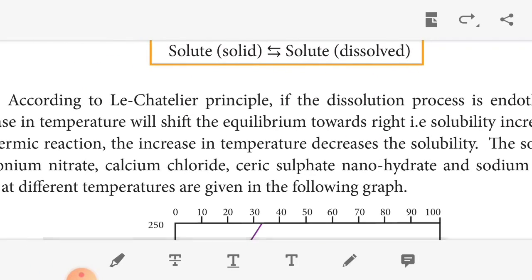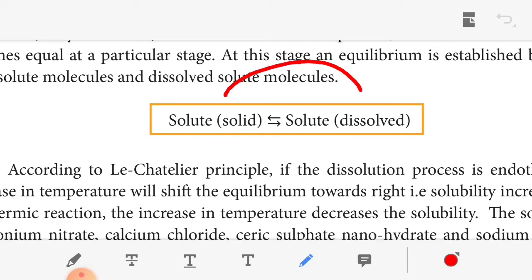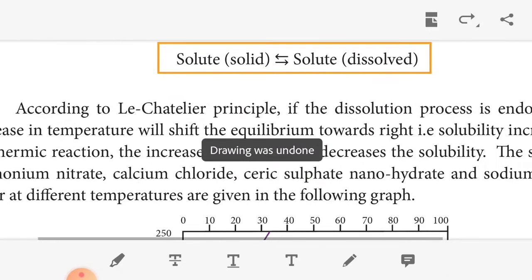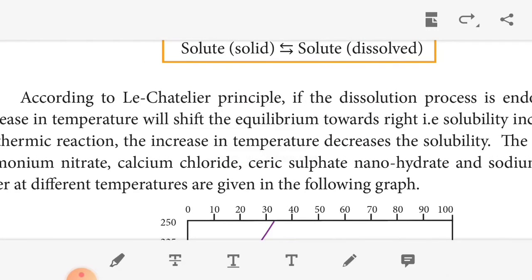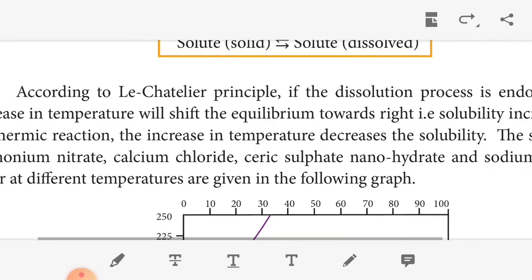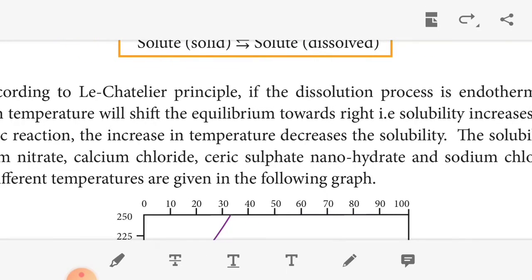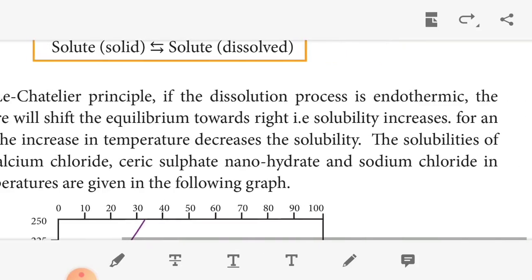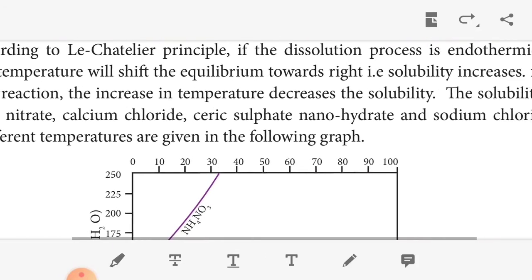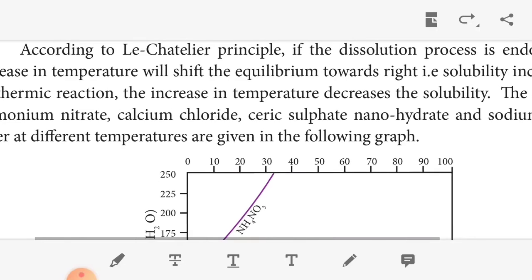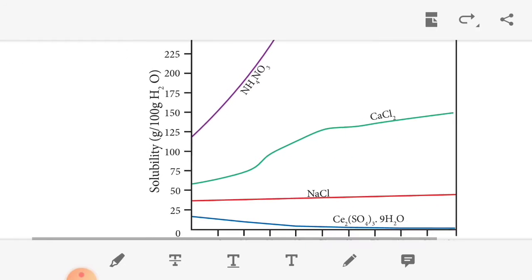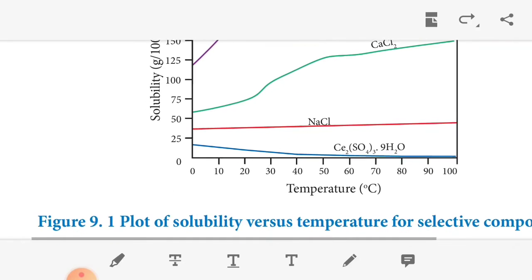This one is endothermic. Then dissolved solute going to solid is exothermic. So in the exothermic process, an increase in temperature, where exo means evolution of heat, decreases the solubility. So with an increase in temperature, in an endothermic process, which absorbs heat, the solubility increases; in an exothermic process, which evolves heat, the solubility decreases. So the solubility of ammonium nitrate, calcium chloride, ceric sulfate, and sodium chloride varies at different temperatures, following the graph.